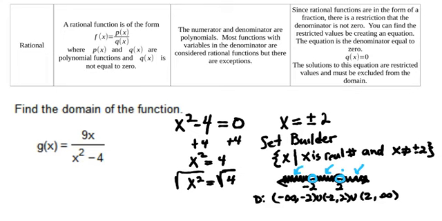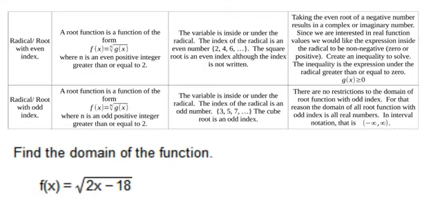The domain of g of x equals 9x over x squared minus 4. On this question, we want to find the domain of the function f of x equals square root of 2x minus 18. When you're looking for the domain, you're looking for possible restrictions.